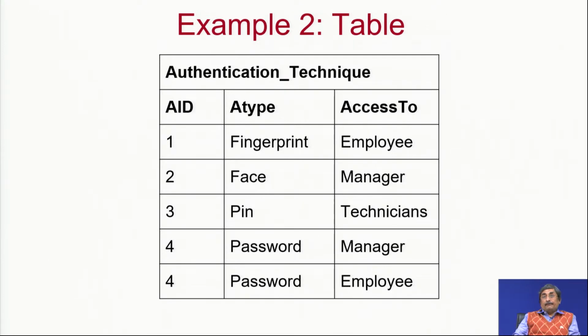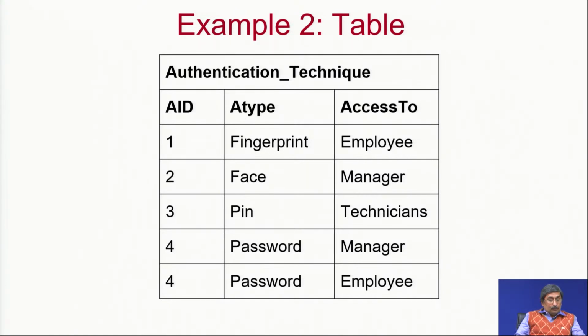We have said fingerprint, face, PIN, password are different access types. In many records, fingerprint is used twice, password is used twice. Employee is duplicated in 2 rows, manager is duplicated in 2 rows, things like that. The first query says one access type should not be given to different groups. In this example, you see password is one access type which is given to managers as well as employees. So these particular rows should be excluded in my output.